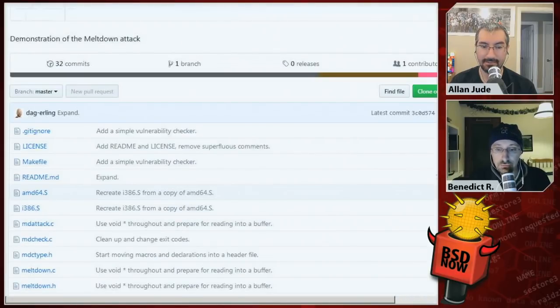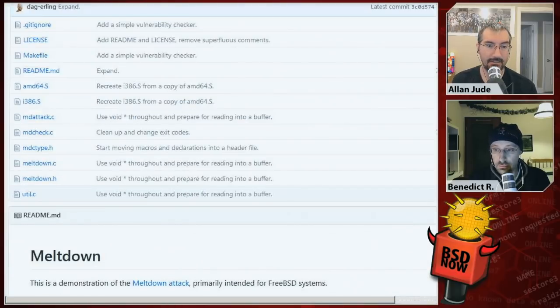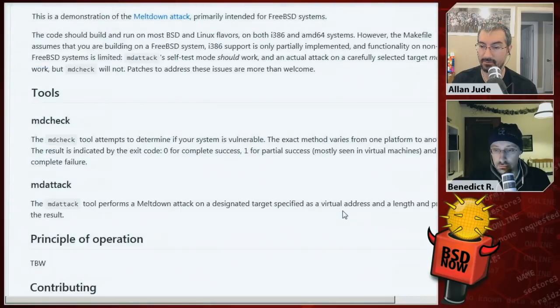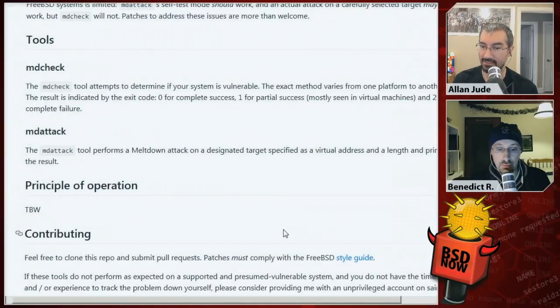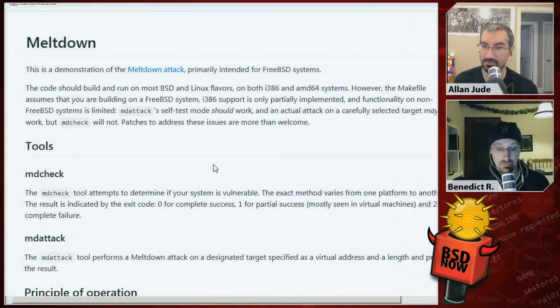At the same time, Dag Erling, one of the former FreeBSD security officers, has created a Meltdown testing tool. It's up on his GitHub. It includes a couple of different bits. One of them is MD check, which does a meltdown check to tell you if your system is vulnerable. And then there's a meltdown attack tool where you can actually give it a specific virtual address and it will attempt to read it for you. So you can see whether your system is affected or vulnerable. And you can also check that, once you enable PTI, that it's actually working and so on.